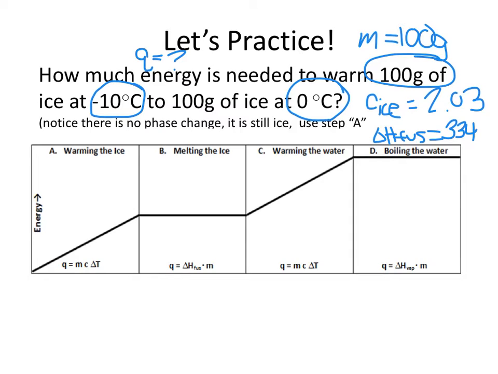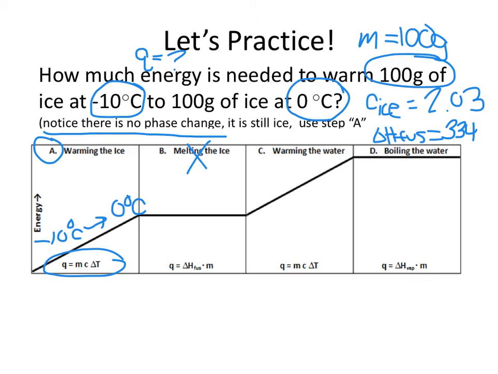Okay, so let's think about it. There's not going to be a phase change here, as it says. So we're just staying with solid ice. So we're going to use step A because we're going to start warming up the ice. In fact, the ice is going to start at negative 10 degrees Celsius and end at 0 degrees Celsius. So the ice is going to heat up, but it's not going to start melting yet. So because of that, since there's no melting, we won't have to use the phase change part. So what does that mean? It means we're only in part A and we're only going to use this equation.